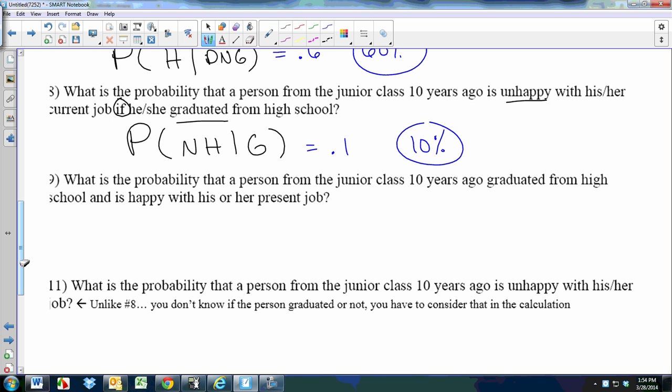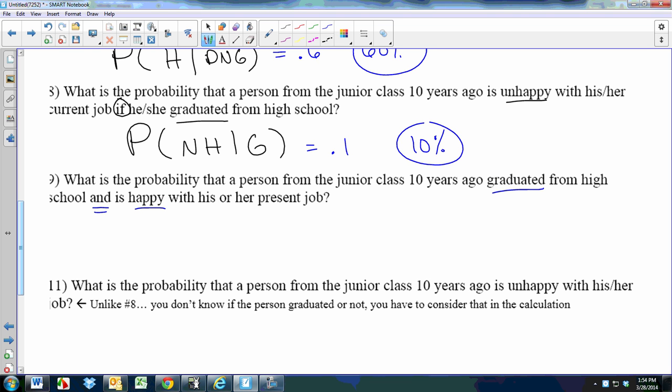Good question. Number 9 and number 11 are not going to have the if. So we're going to have to talk a little bit about how it changes. So what is the probability that a person from the junior class 10 years ago graduated from high school and is happy? It doesn't say if, doesn't say given. So what it means is you don't have a condition. You can't just assume that the person was a graduate or not. You have to explore both options. You have to think about what's going on here.